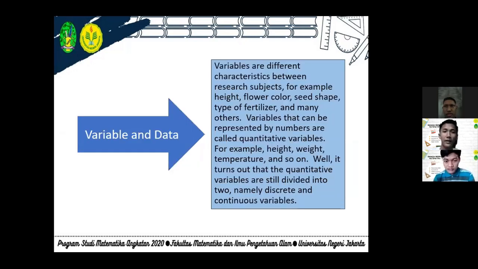Variable and data. Variables are different characteristics between research subjects. For example, height, flower color, seed shape, type of fertilizer, and many others. Variables that can be represented by number are called quantitative variables. For example, height, weight, temperature, and so on. Well, it turns out the quantitative variables are still divided into two, namely discrete and continuous variables.